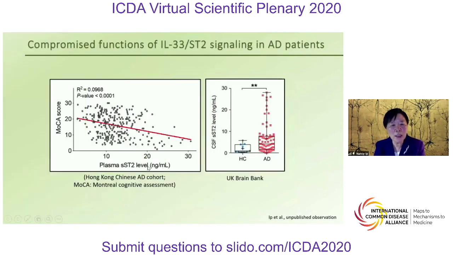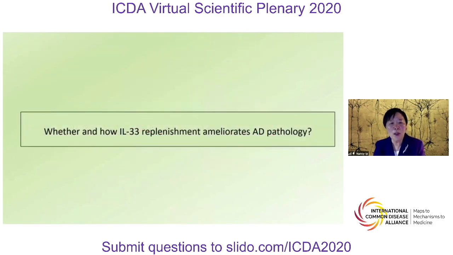Now, interestingly, plasma soluble ST2 level is negatively correlated with the cognitive performance as assessed by the MoCA score. And recently, we also found that in the CSF of AD patients, the soluble ST2 level is higher than that of healthy control. So we are interested to know whether IL-33 replenishment can ameliorate AD pathology.